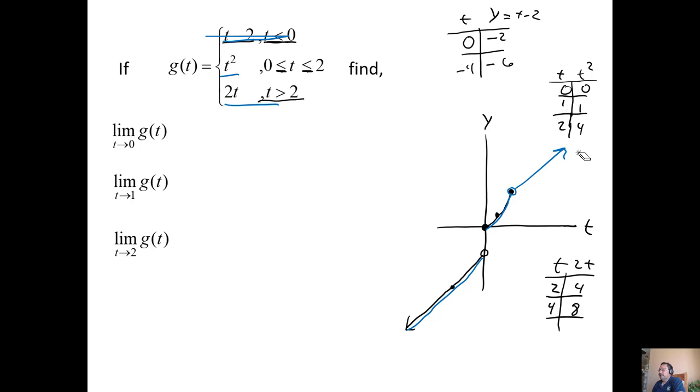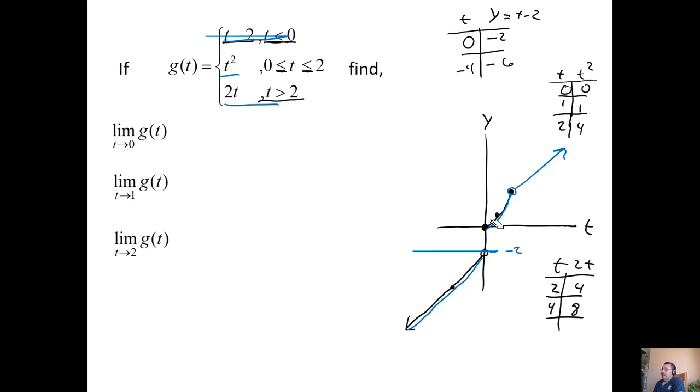And we're being asked to find the limit as t goes to 0. Now, again, it does not say from the right or the left, so you have to look at it from both directions. So on the left, you're coming in, and it looks like you're going to negative 2. But on the right, it looks like it's going to 0. Those are two different things, so the limit does not exist. You can get that from the graph. But I want you to do this analytically.